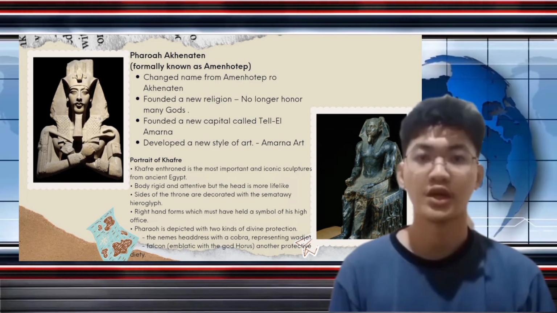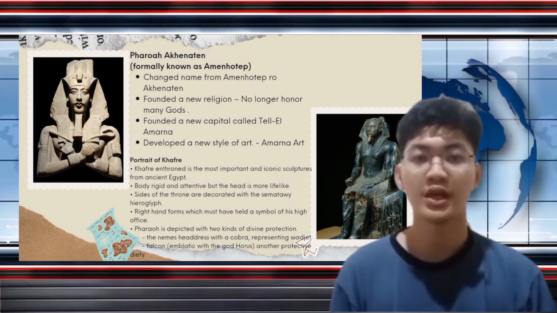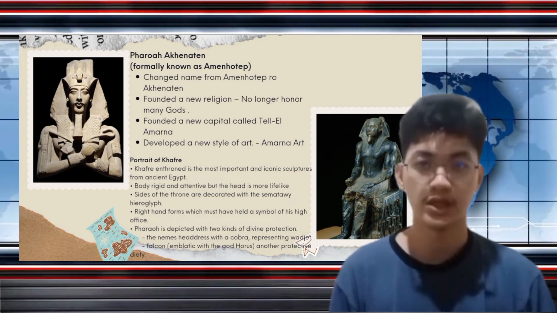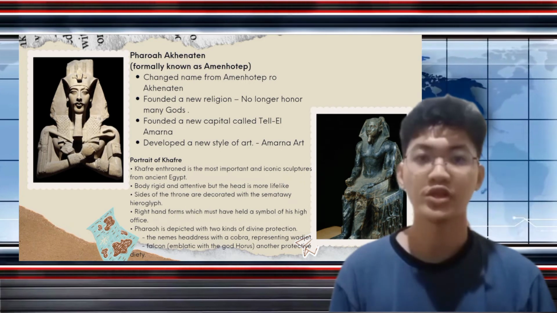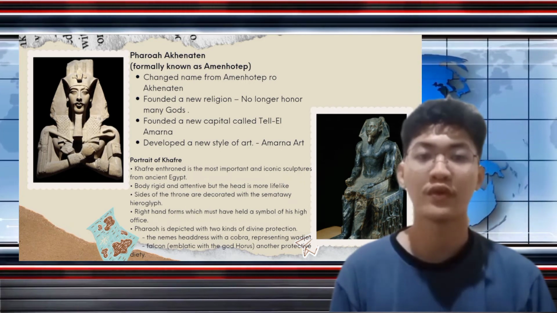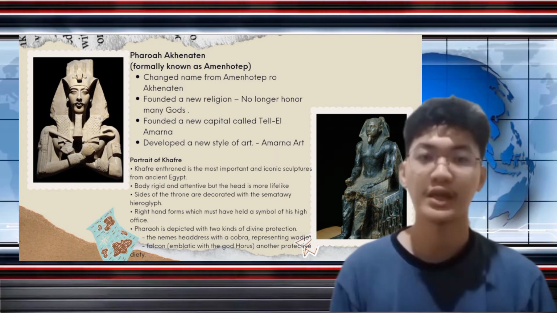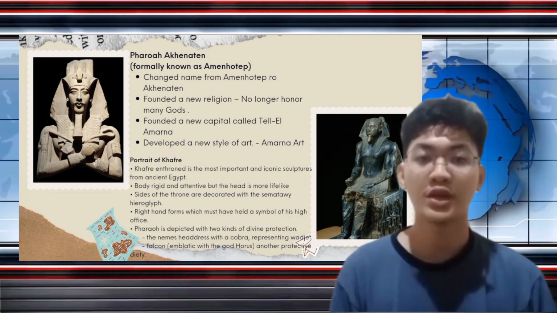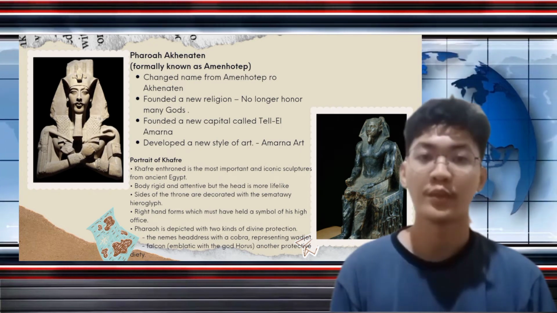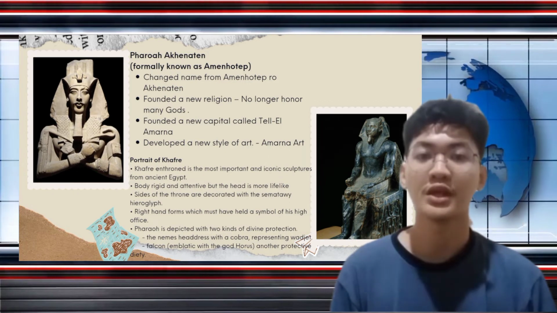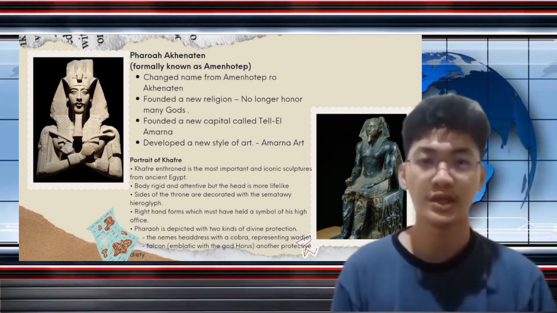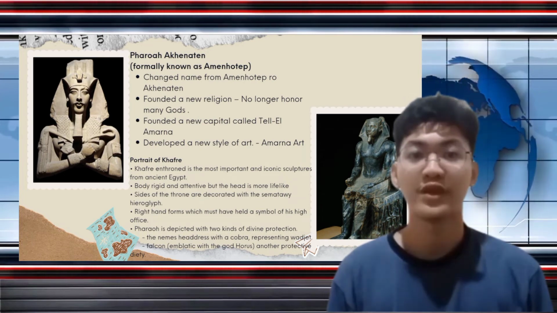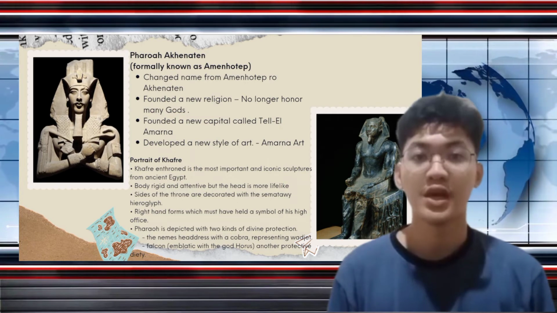Portrait of Khafra. Khafra enthroned is one of the most important and iconic surviving sculptures from ancient Egypt. It depicts the 4th dynasty Pharaoh Khafra, slightly larger than life and seated upon a lion-pole throne. His body is rigid and attentive, but the head is more lifelike. The sides of the throne are decorated with the Semataui hieroglyph, meant to represent the king's duty to literally bind the constituent parts of Egypt together under one authority. His right hand forms a fist which must have held a symbol of his high office.